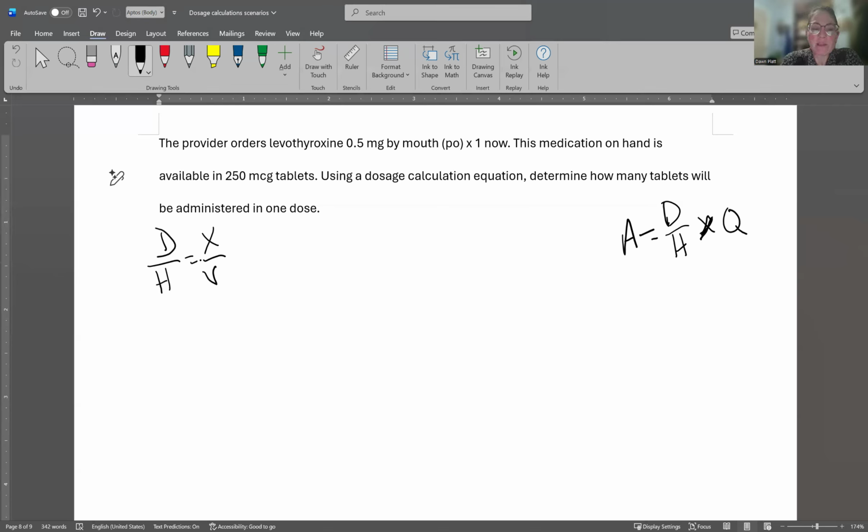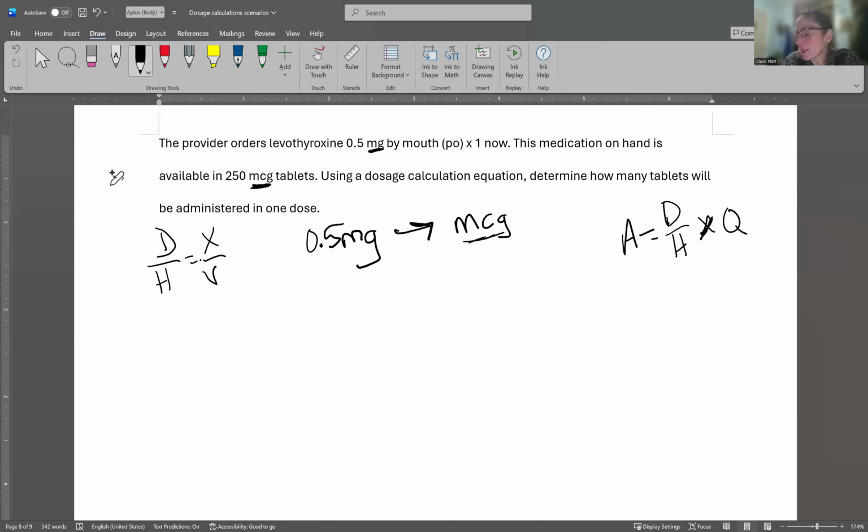This medication on hand is available in 250 microgram tablets. So the doctor's order is 0.5 milligrams, but I have microgram tablets on hand. Before I can figure out the dose, I need to convert one of these numbers to the other. The way you determine which one to convert is by what you have on hand. That's the unit you convert to, not the one you ordered, but the one you actually see when you open up the cupboard, so you know how much to give. That means we need to convert 0.5 milligrams to micrograms and figure out how many micrograms we have to give.